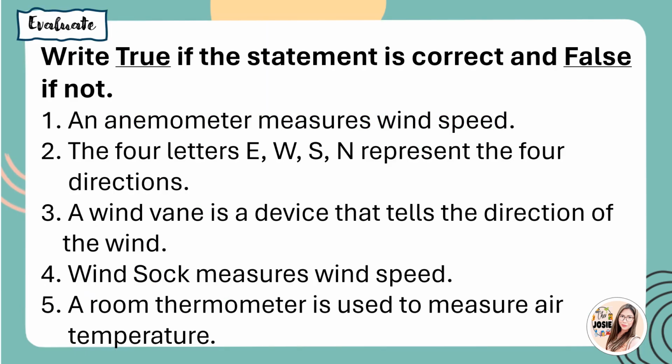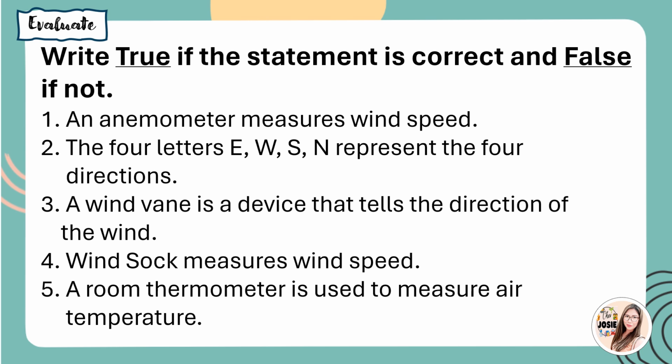To know if you really understood our lesson, please bring out your science notebook and answer this. Just write true if the statement is correct and false if not. You may now begin. Now it's time to check your answers. For number 1, an anemometer measures wind speed. That is true. For number 2, the 4 letters E, W, S, N represent the 4 directions. The answer is true. Number 3, a wind vane is a device that tells the direction of the wind.